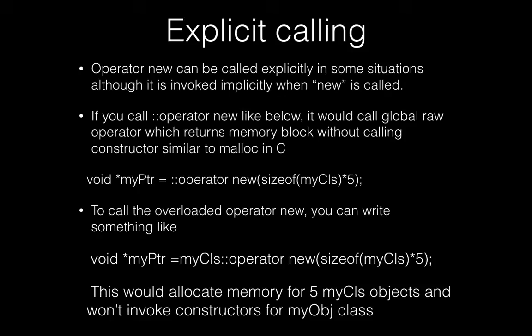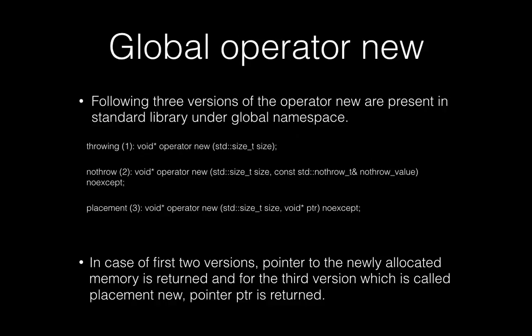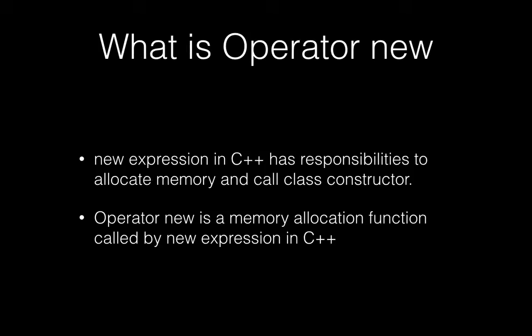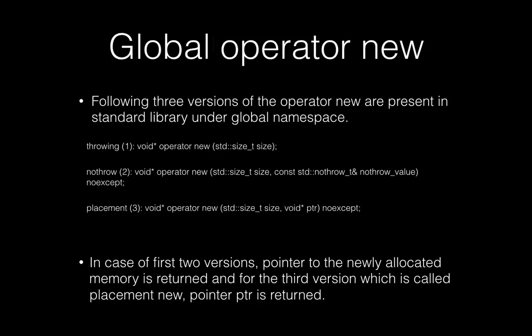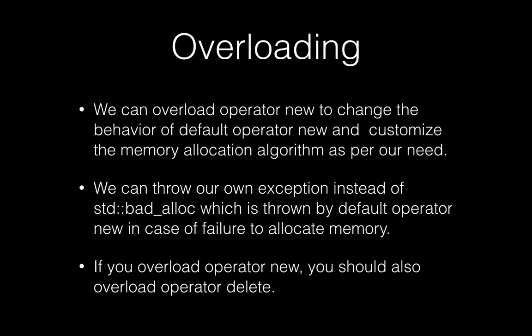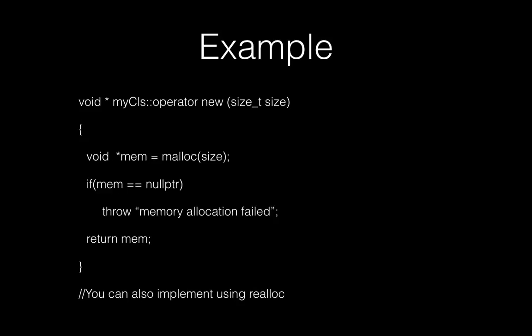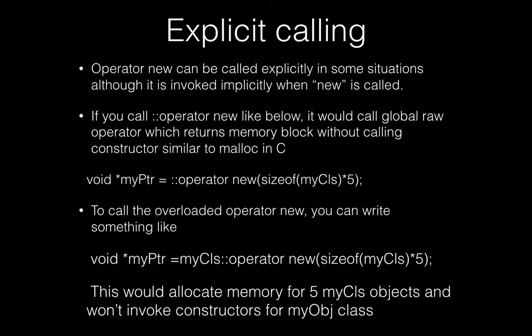So these are the five key things we should know about operator new. We saw what operator new is, what the global operator new is and its declarations in the standard library. We also saw how to overload it with a simple example, and then how to explicitly call it. So these are the five important things about operator new in C++.